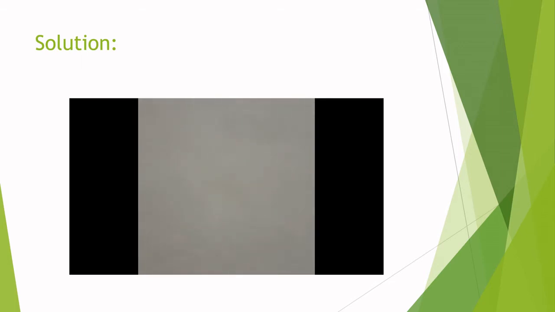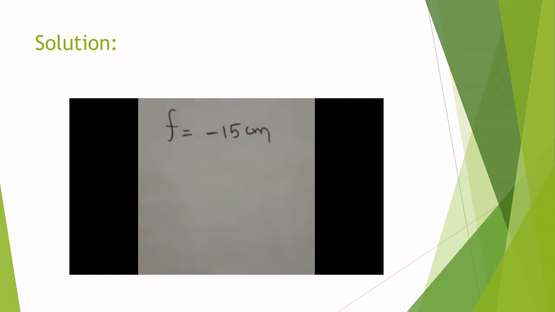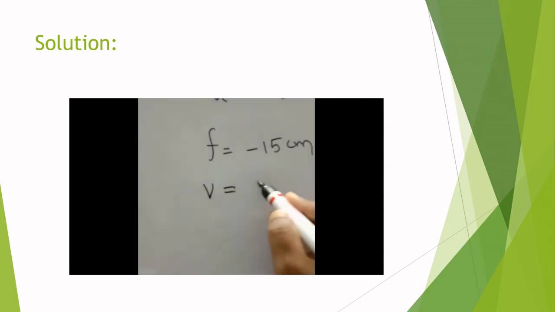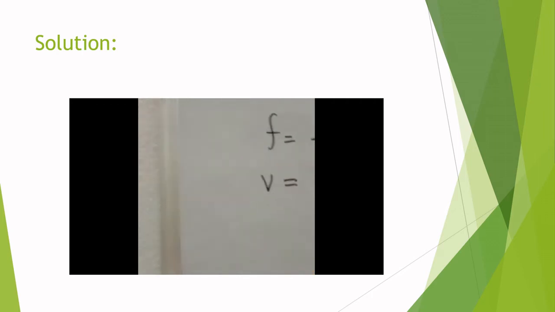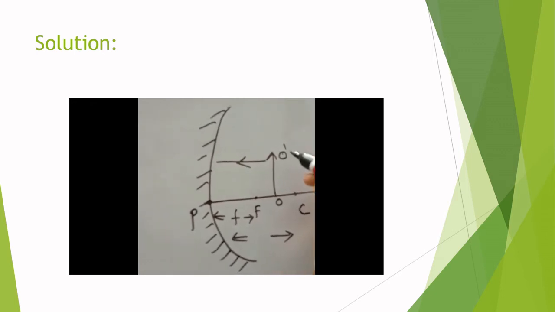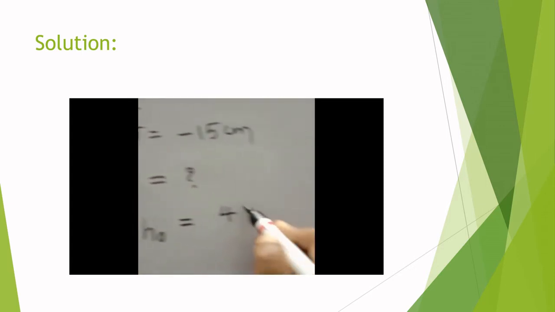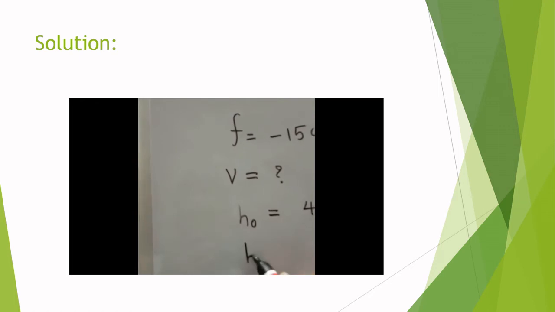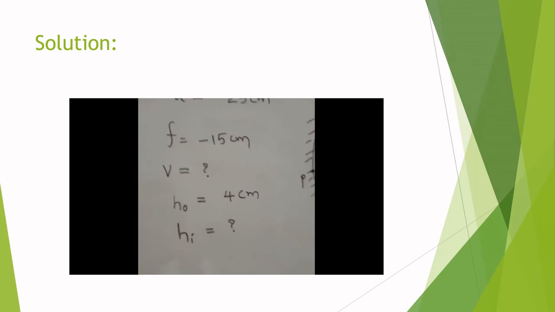Another given value, focal length small f is equal to minus 15 centimeters. We find the image distance. Another given value, that is the height of the object, ho is equal to 4 centimeters. We write plus 4 because the object is above the principal axis. Next we have to find the height of the image.